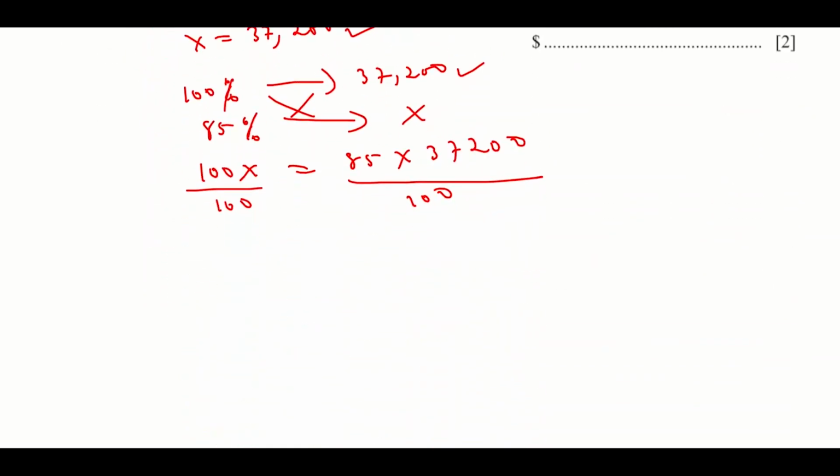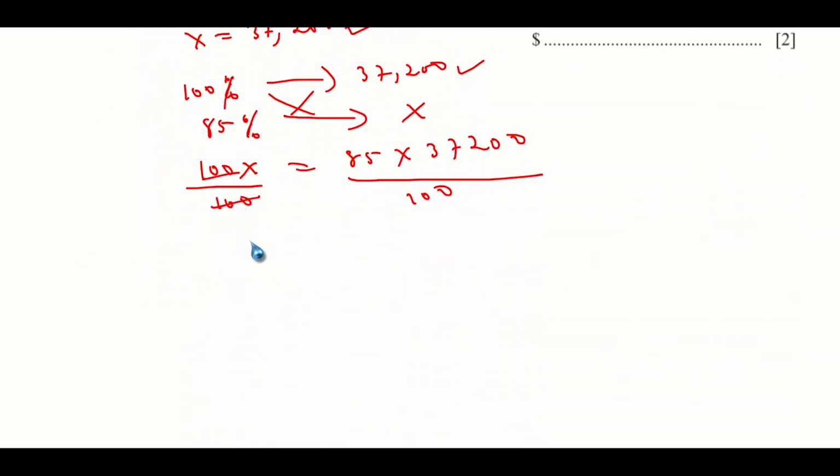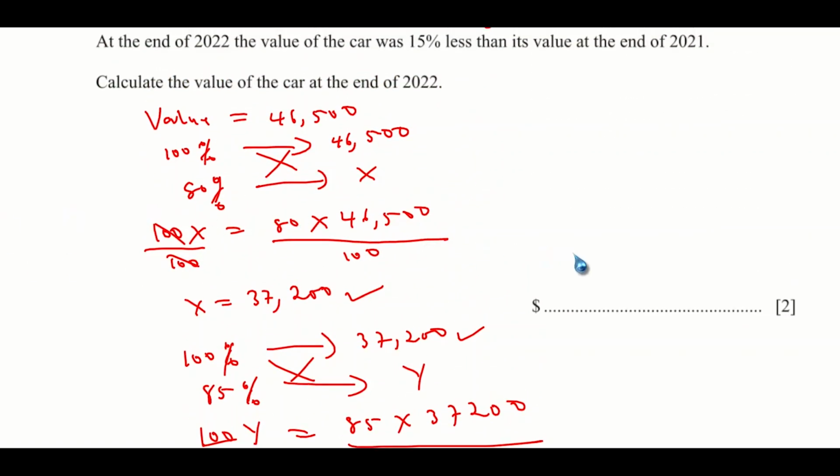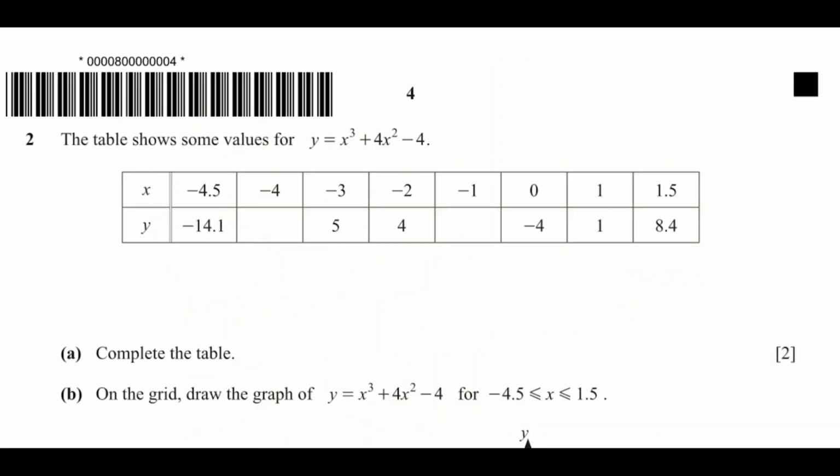So you can divide both sides by 100 to get the value of the car at the end of 2022. This will cancel this. Probably you can use another letter for this, you can use y. So y will be equal to, if you input this into your calculator, $31,620. So that will be the value of the car at the end of 2022. So let's put 31620.